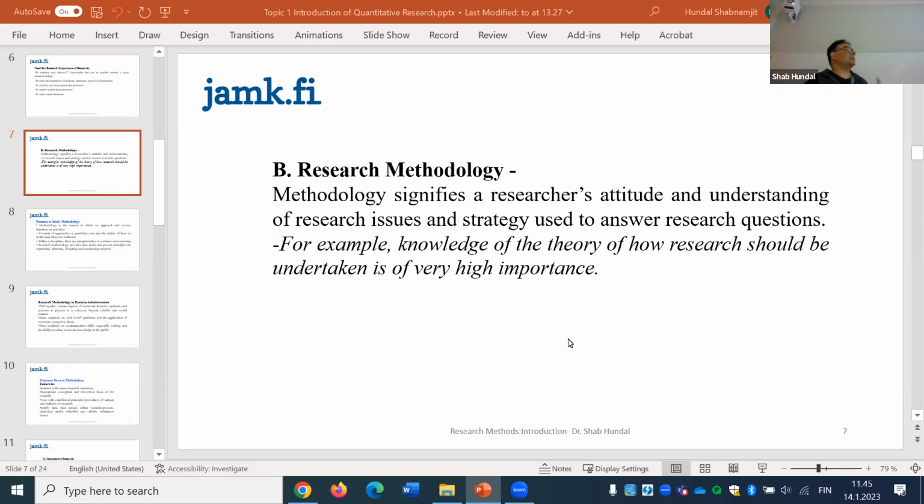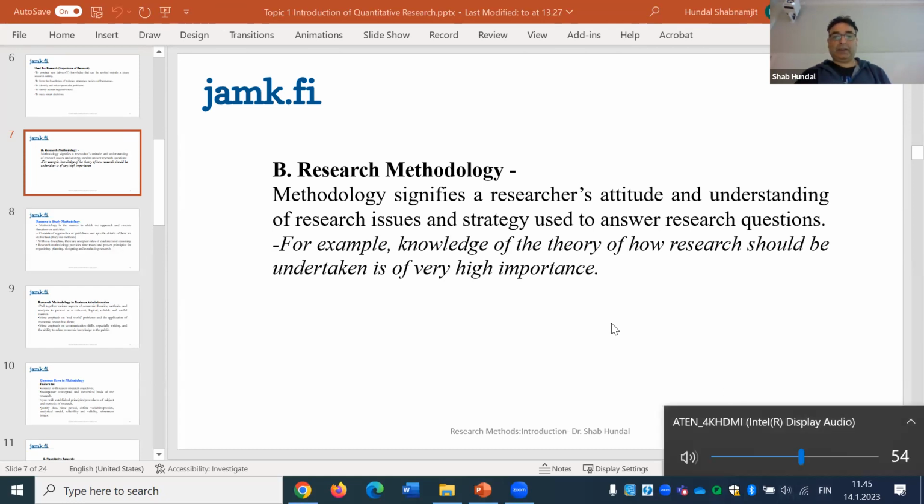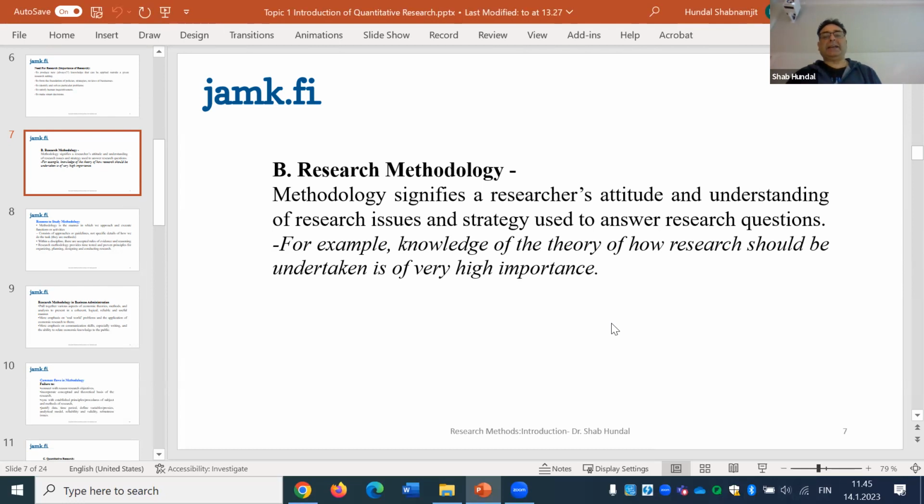Okay, so this subsection or small subtopic of research methodology is extremely important. Research methodology basically highlights the attitude of the researcher and how the researcher understands the research issue and the mechanism he or she wants to apply. The knowledge of theory is very essential to the researcher.